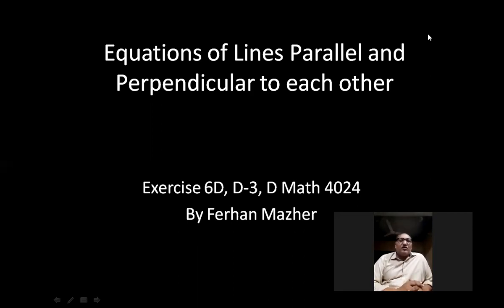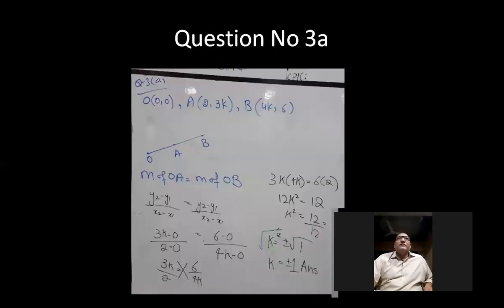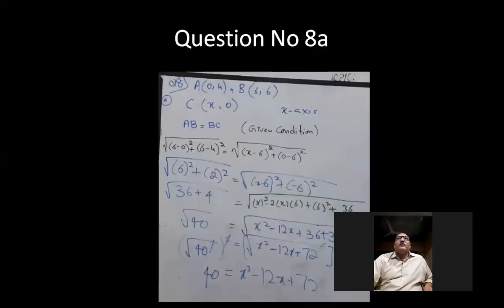So let's start from question number 8. I will read the question from the book. It says that given that A is the point (0, 4) and B is (6, 6), find the point C on the x-axis such that AB equals BC. The point C is on the x-axis.